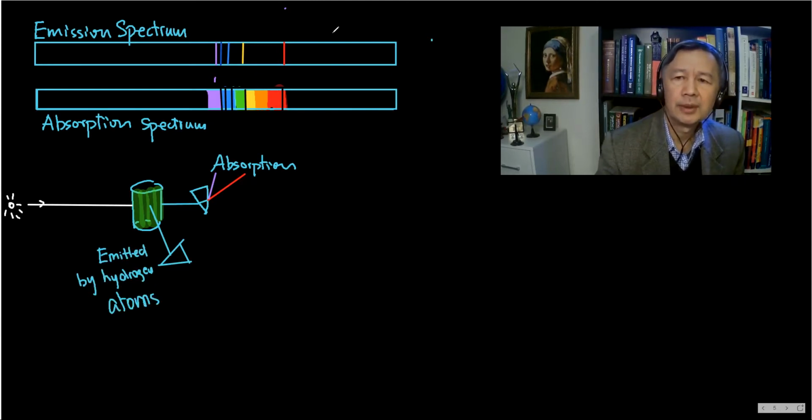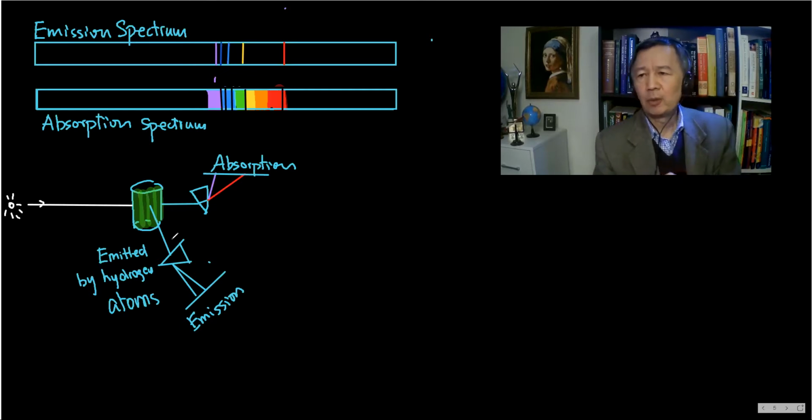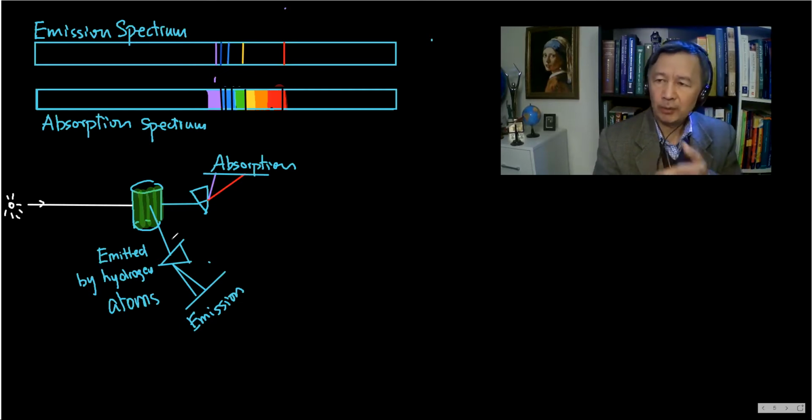In this way, you will probably see different colors as well, but the way you determine here is what we call emission. If you put a screen over here, in this way you will obtain what we call the emission spectra. It's called emission. So that is a different way to detect the absorption and emission from the hydrogen atom.